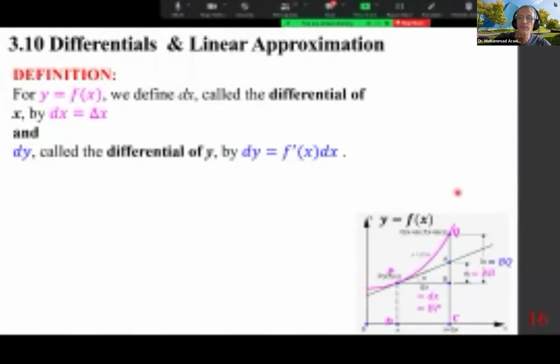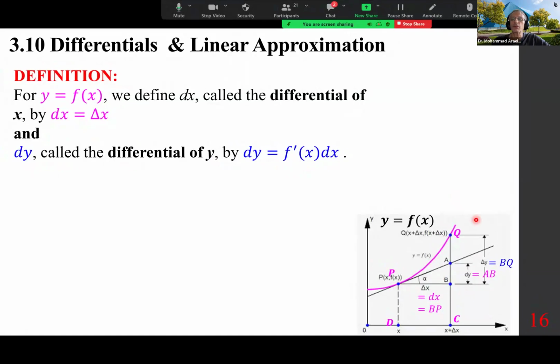So we have a curve. We have 2 points, P and Q. As we move from P to Q, the run is delta x, dx, BP, the rise is delta y, and there is a tangent line. The rise along the tangent line is dy, or this distance AB. The rise along the curve is delta y, or PQ. So f prime of x, or dy dx, you treat that as a fraction, and the cross product gives you dy equals f prime of x dx.